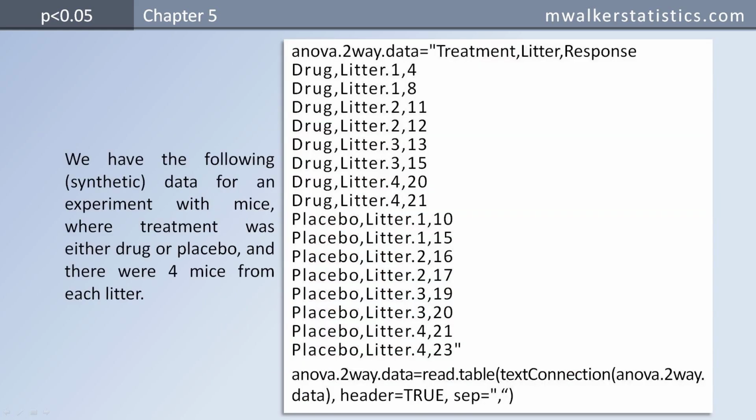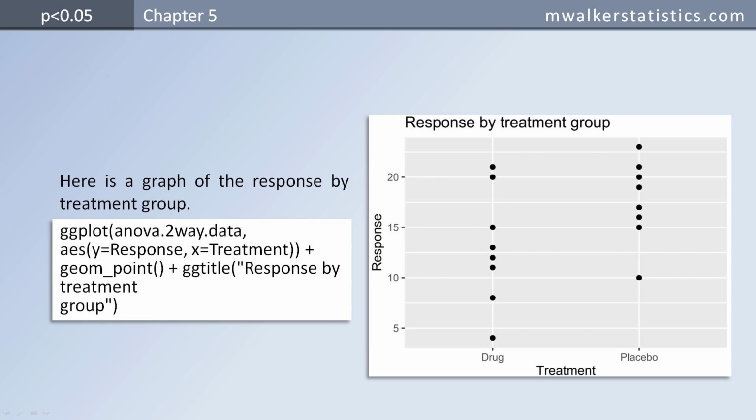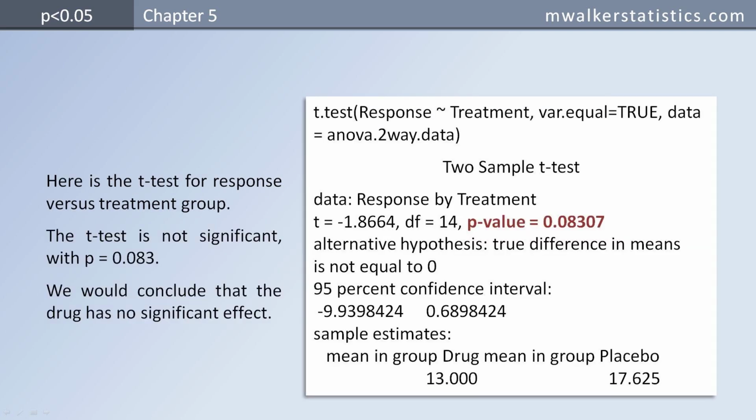We have the following synthetic data for an experiment with mice where treatment was either drug or placebo, and there were 4 mice from each litter. Within each litter, 2 mice were randomly assigned to drug and 2 were randomly assigned to placebo. Here is a graph of the response by treatment group. Here is the t-test for response versus treatment group. The t-test is not significant, with p equals 0.083. We would conclude that the drug has no significant effect.